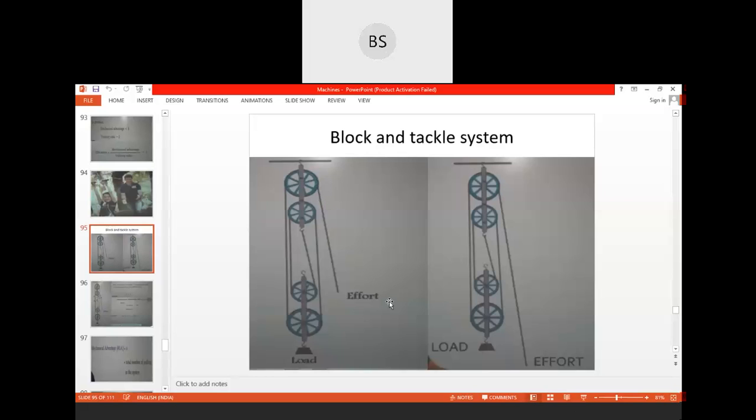What is tackle? What do you mean by tackle? String or rope. Only string or rope? What string or rope? String or rope is there. But if they ask what is a tackle, you will give the answer: string or a rope. You're going to give the answer that way. How will you give the answer?